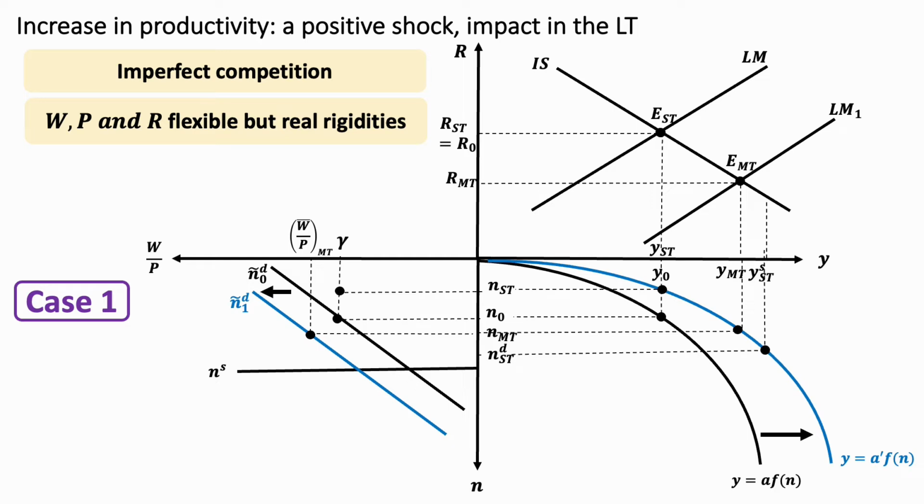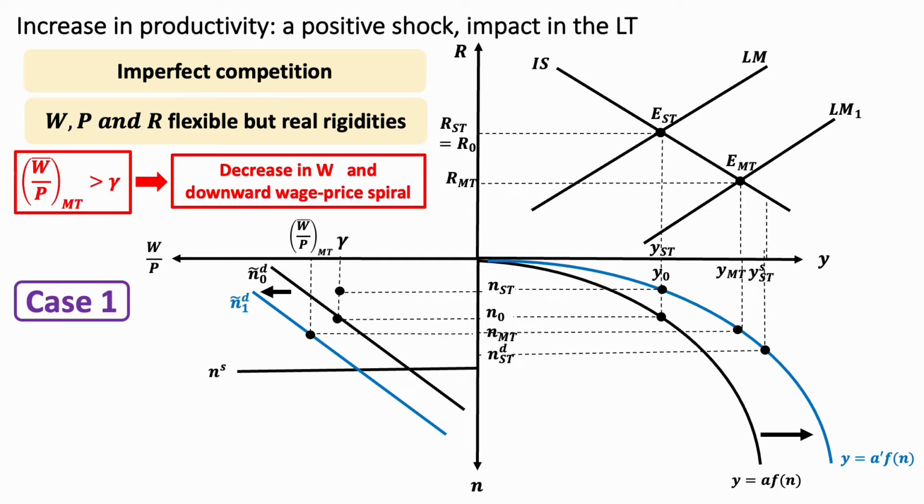Let's now go to the long term. We are representing here what happens in case 1, but the reasoning would be the exact same for case 2. In the medium term, prices decreased, which means that the real wage became higher than the negotiated real wage. Or, in other words, W bar over P became higher than gamma.